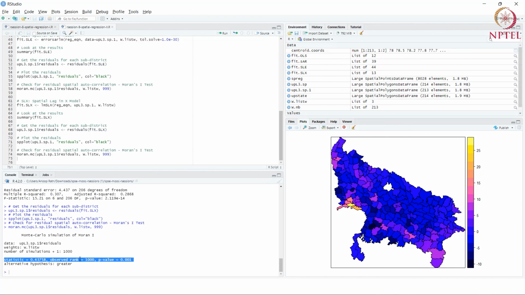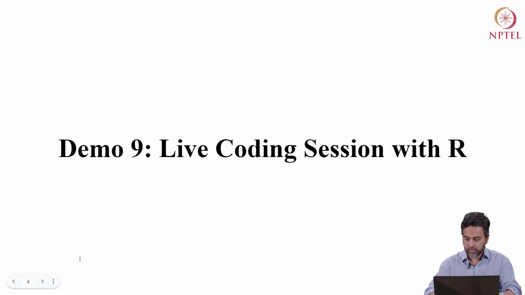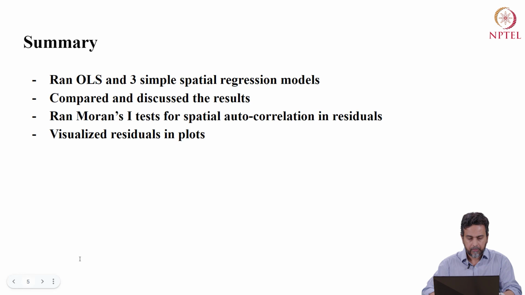So that's all I had for today's coding session. Just to summarize, if you can help me summarize, what did we do? We ran OLS and 3 simple spatial regression models. We compared the results we ran. And how did we compare the results? By doing visual plots of the residuals and running Moran's I tests for residual spatial autocorrelation.